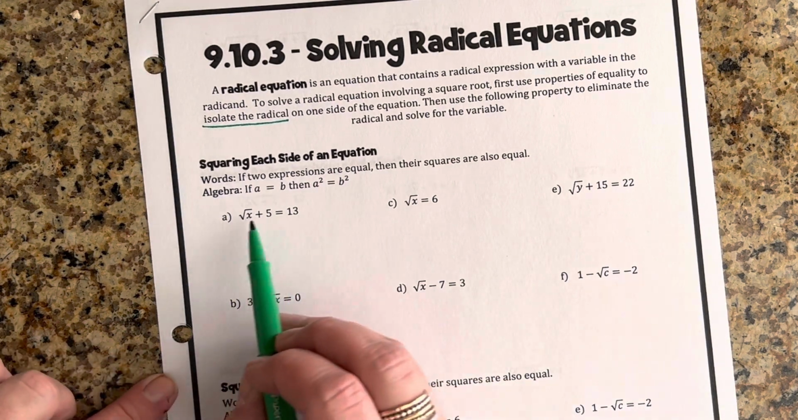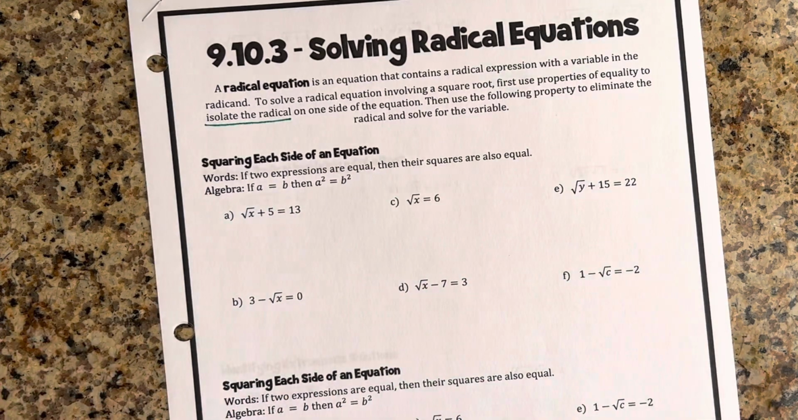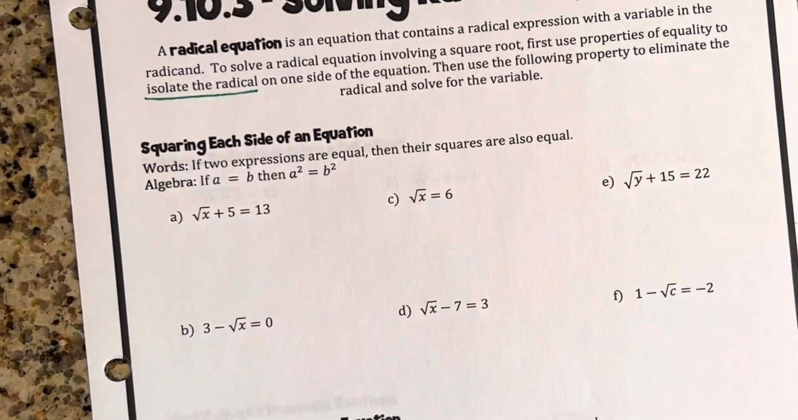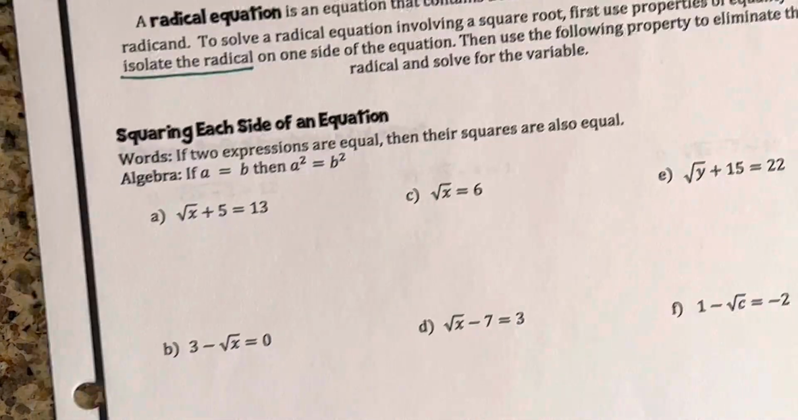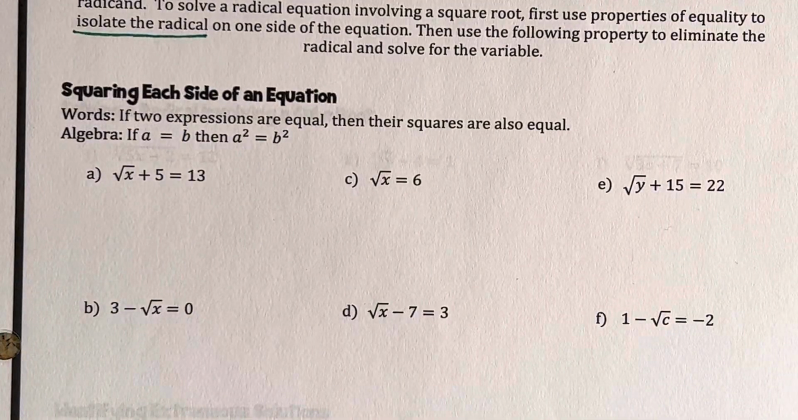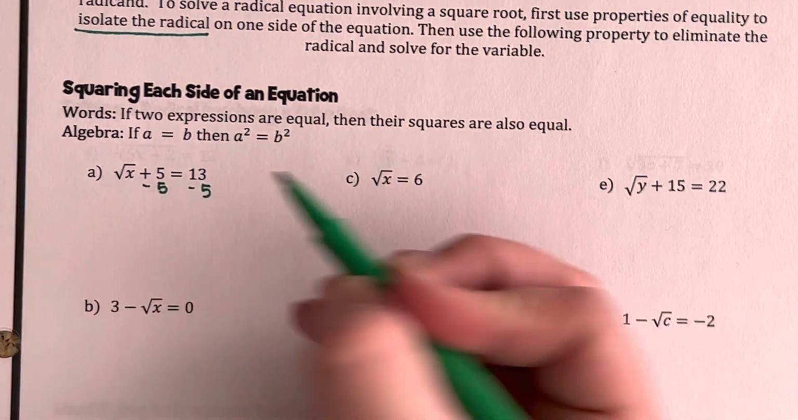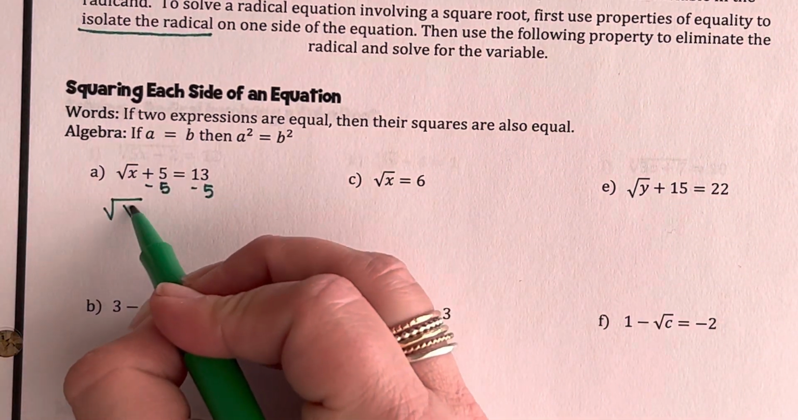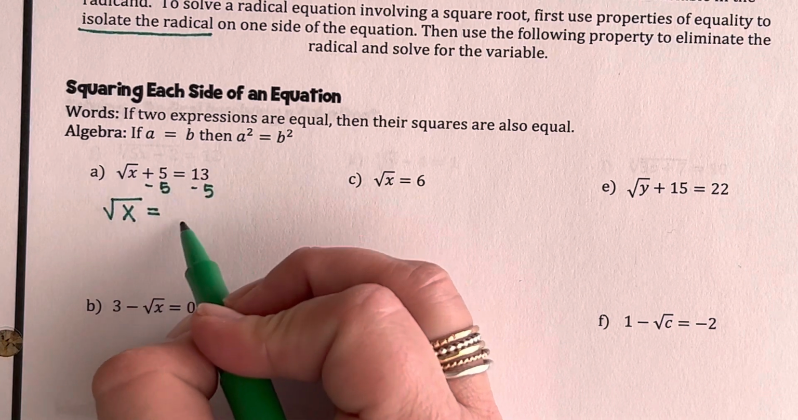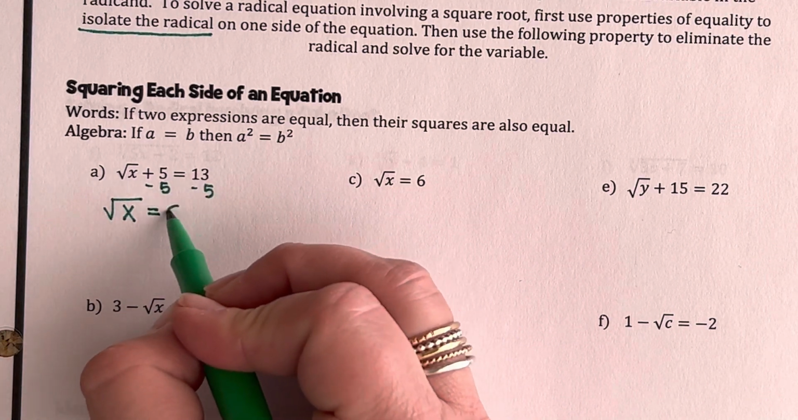Okay, so on letter A, step number one is going to be, let me see if I can zoom this in. There we go. Step number one is going to be to isolate the radicand. So we're going to subtract 5 from both sides. So I have the square root of x equals 13 minus 5, which is 8.